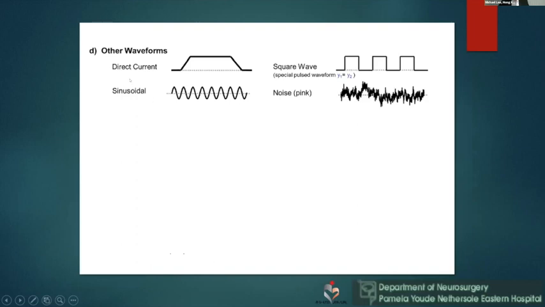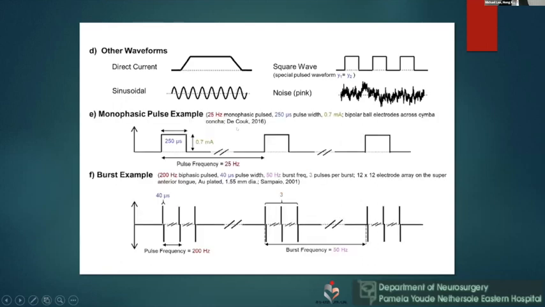So besides the waveforms we mentioned, square wave, sinusoidal wave, or maybe irregular, which is called noise, we can also have direct current waveforms. For a monophasic pulse, usually we will describe it in frequency, monophasic pulse, pulse width, and then the amplitude, and then bipolar, we use ball electrodes.